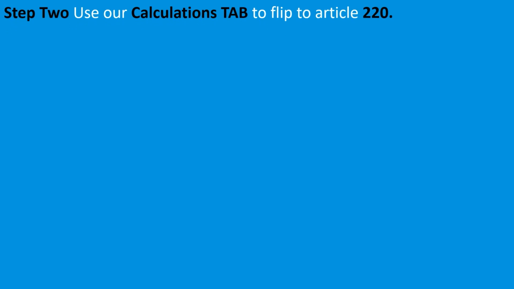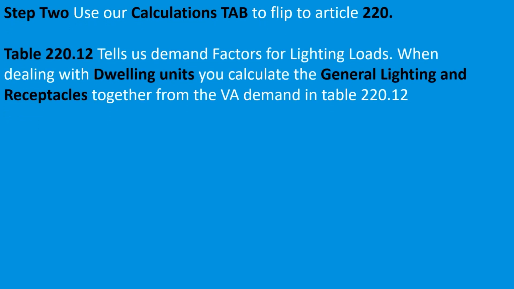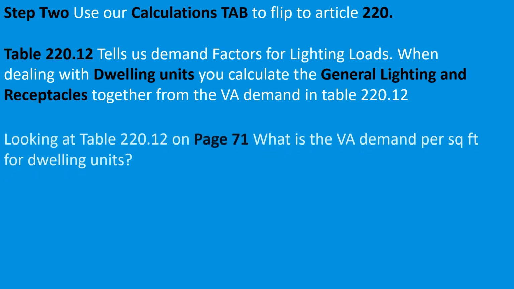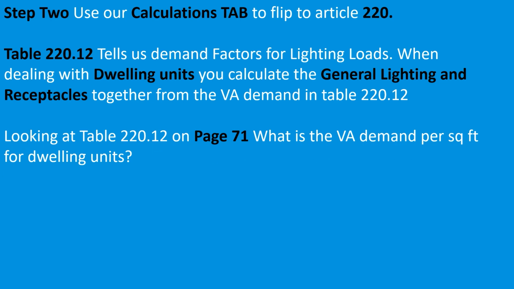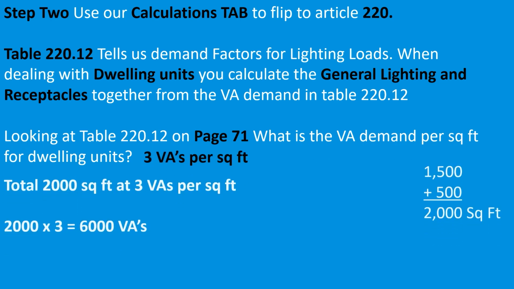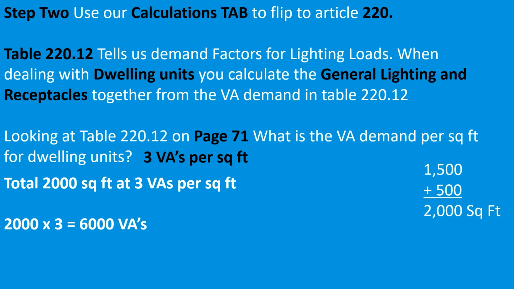Now we're going to do step 2. We're going to use our calculations tab. It's going to get us in the right section. We already know that it's 3 VAs per square foot, okay? And we're going to total that out. We take 2,000 multiplied by 3 VAs per square foot. That's going to give us 6,000 VAs. And we're going to select D.